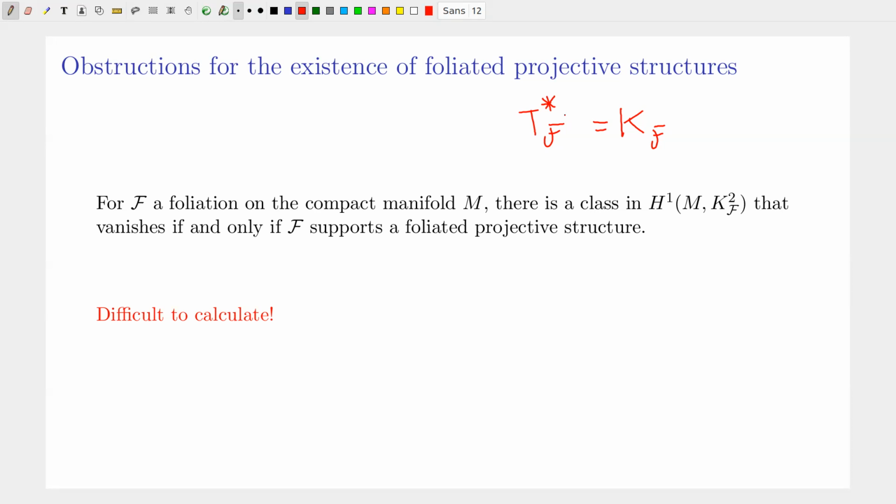Yes, and every foliation in CP^n has an affine structure by what I just said before, and in particular it has a projective structure. Thank you.